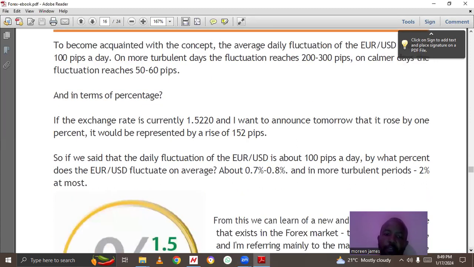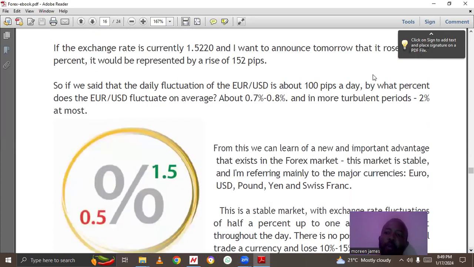So if we say that the daily fluctuation of Euro USD is about 100 pips, what percentage does it fluctuate on average? About 0.7% to 0.8%. And in more turbulent periods, around 2%. So you'll hear guys saying the market was down today by 1%. That is to mean it lost around 100 pips. Or you'll hear the market was up today by 152 pips. On very, very big days, FOMC, those news, you'll hear the market was up 2%. That means the pair gained 2% for that day. It's around maybe 100 pips or 150.